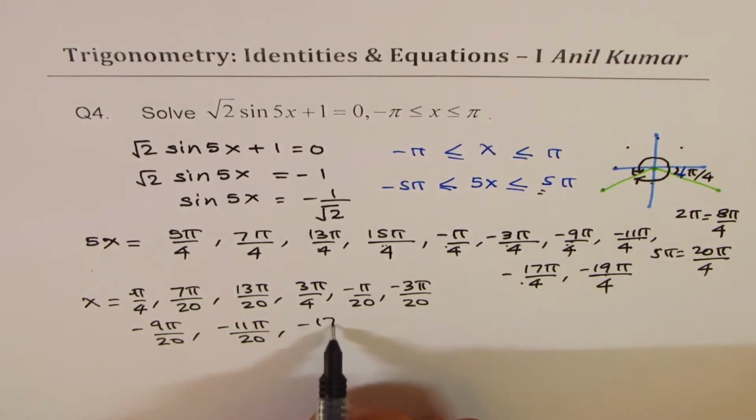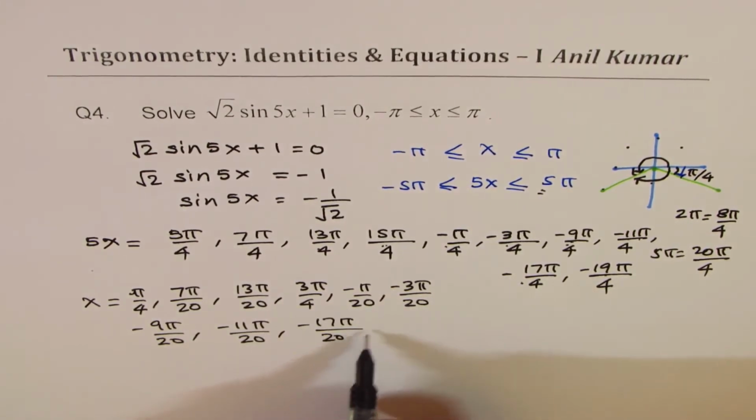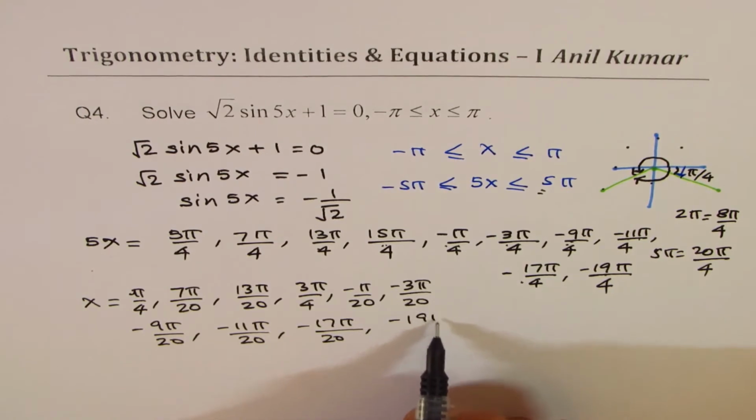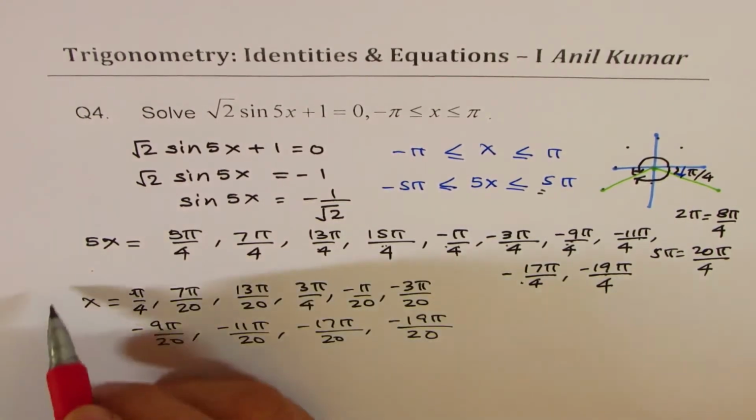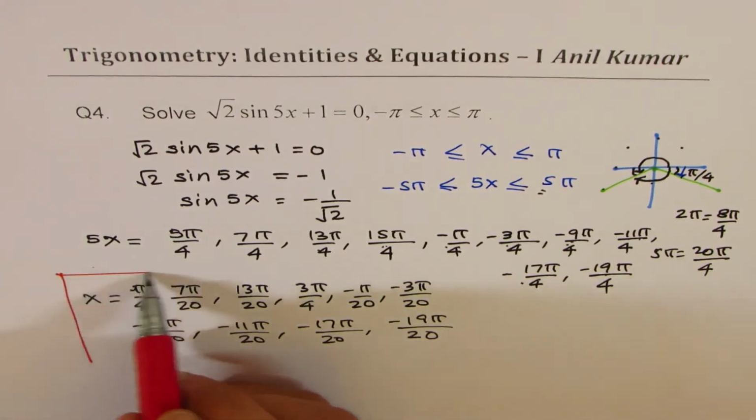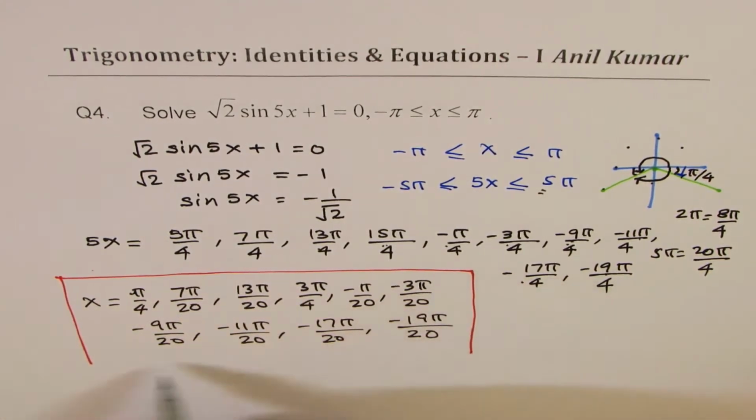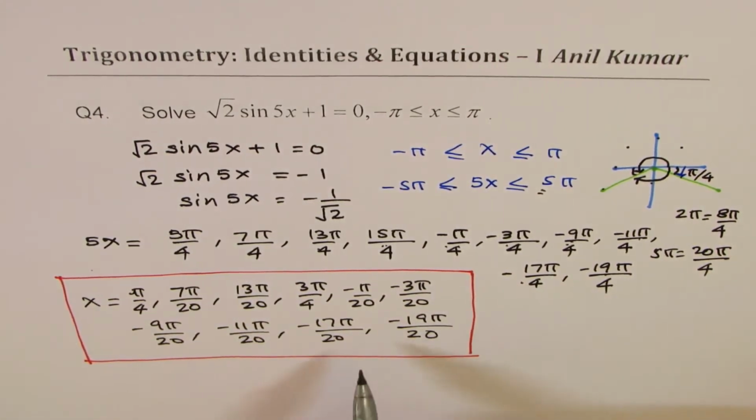Then minus 17 pi by 20. And minus 19 pi by 20. Do you see that? So that becomes your solution set for the given question. So I hope it is absolutely clear.